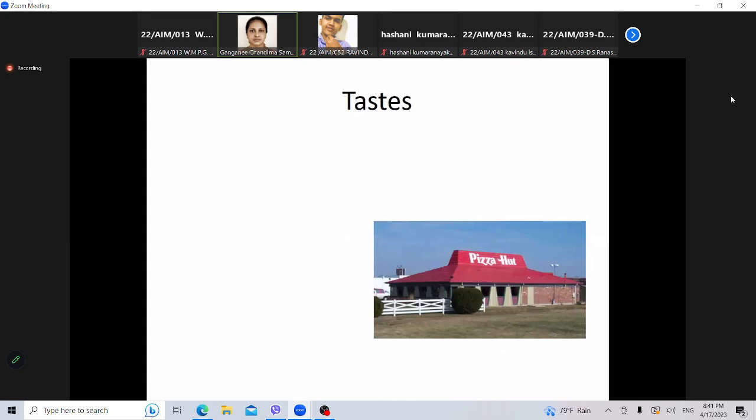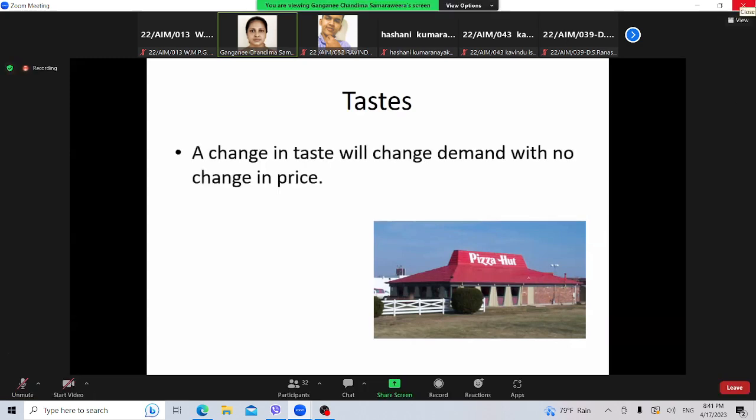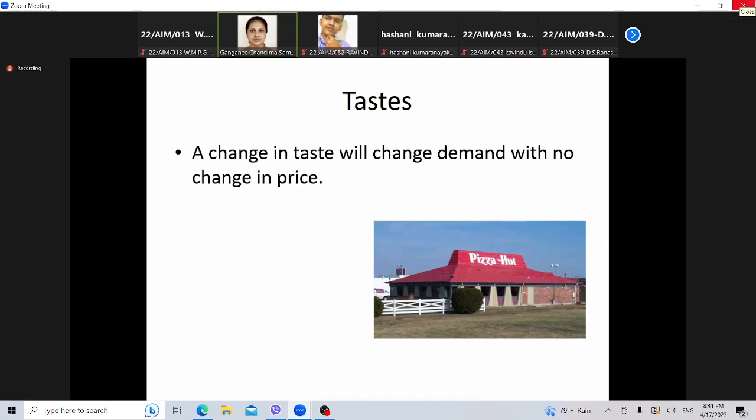Tastes and preferences also affect demand. Many of you may love to go to Pizza Hut. Your taste is there. A change in taste will change demand with no change in price. Though pizza is a very high priced product, your taste is stronger than that. Due to that, you are going for it at any cost. Maybe other products too, and these types of unique products are there. Some people may love to eat these products.